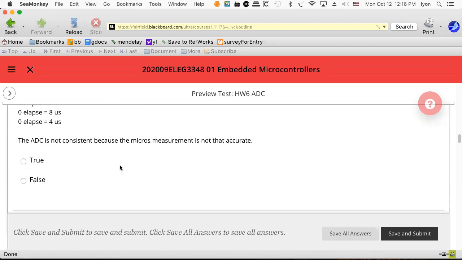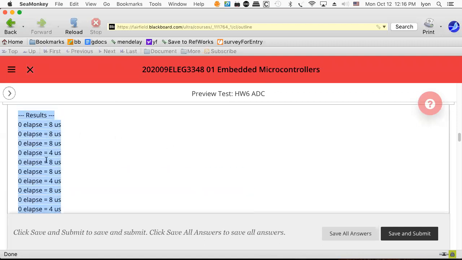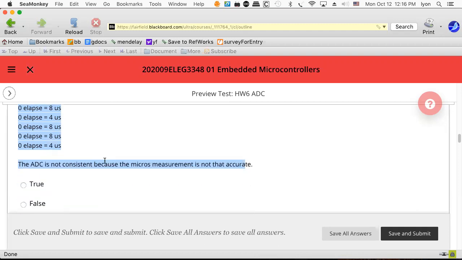Sometimes we see things are not consistent. Here it says the A to D is not consistent because micros measurement is not that accurate. Remember, micros is giving us numbers that are plus or minus 4 microseconds. And so that's why we say it could be 8, it could be 4, it could be 12. Measuring micros is not the most accurate way to measure things if we want to get down to the microsecond, because it's only accurate to within 4 microseconds. So it looks like the A to D converter is not consistent. Look, we're getting different conversion times. What's going on? Well, the micros measurement is not that accurate. And that's just a limitation of the micros measurement, put it that way.